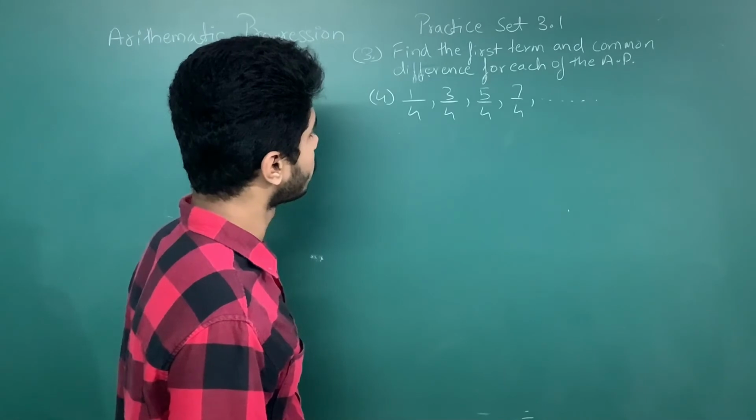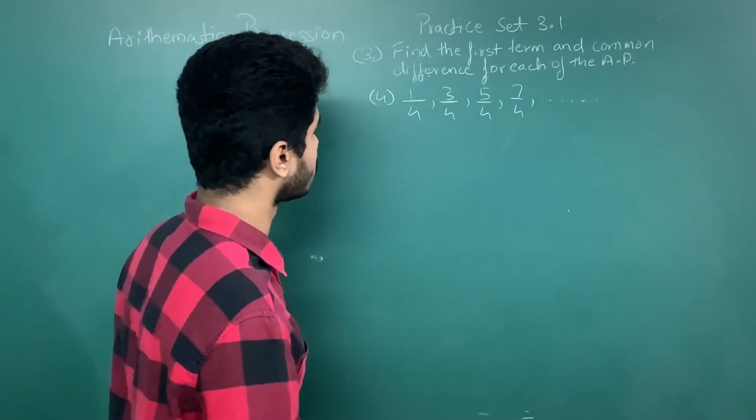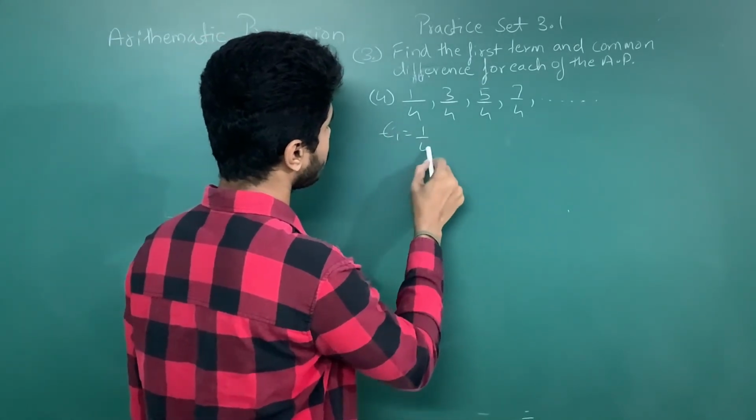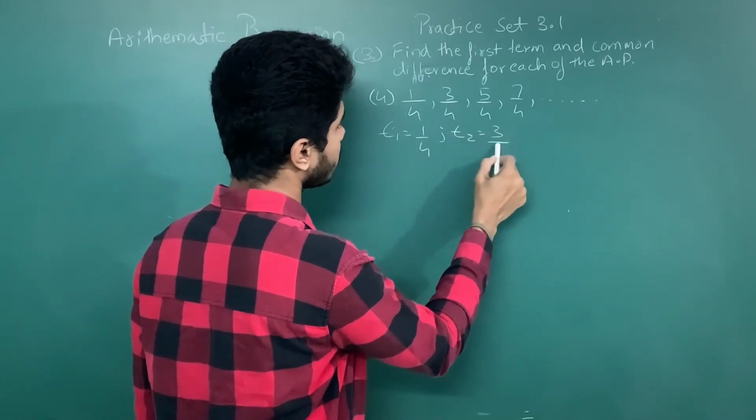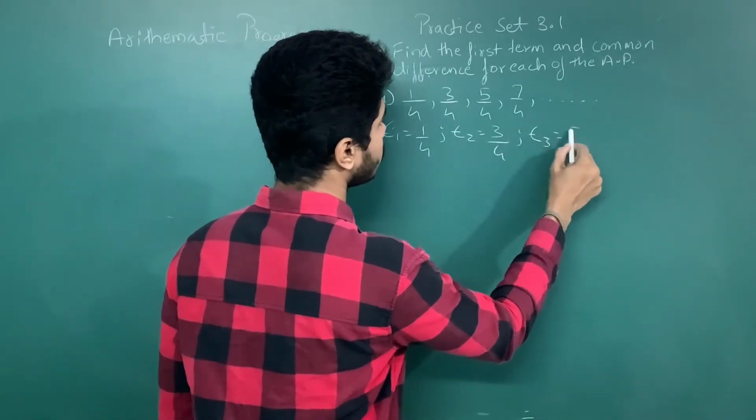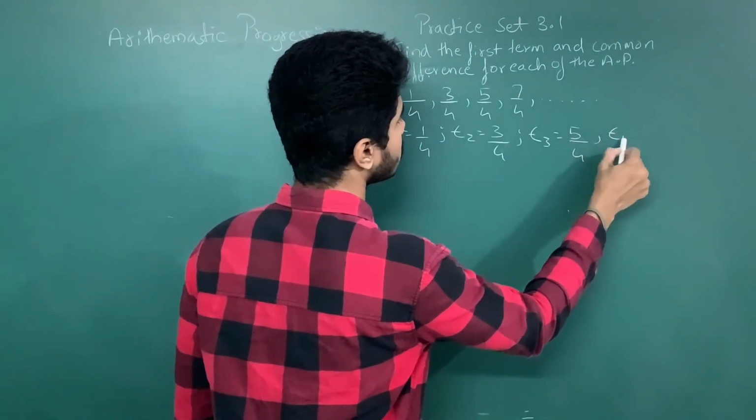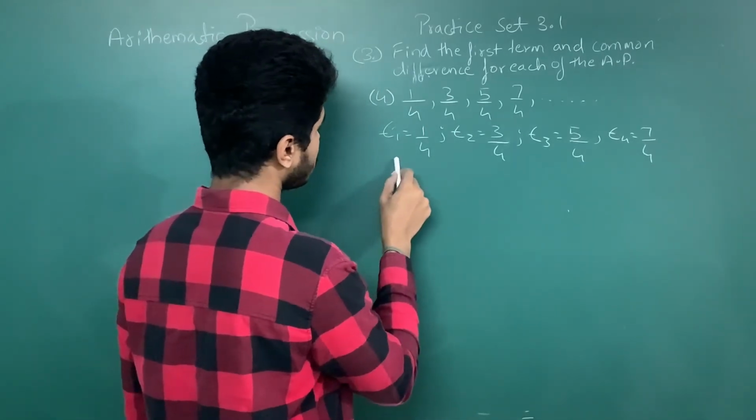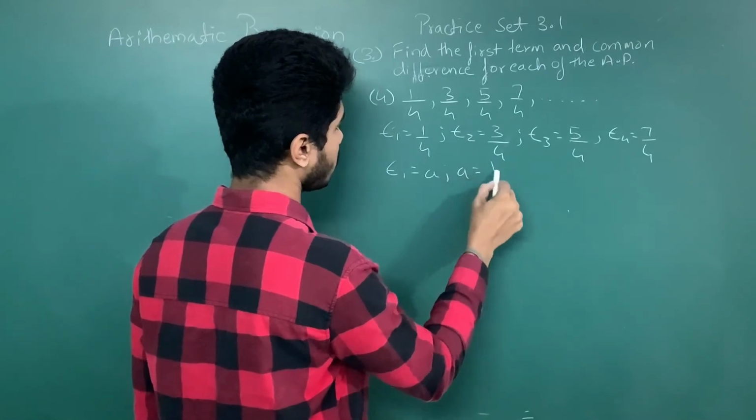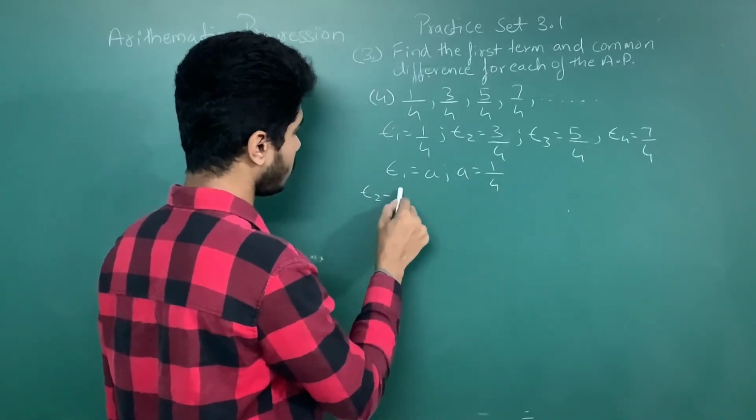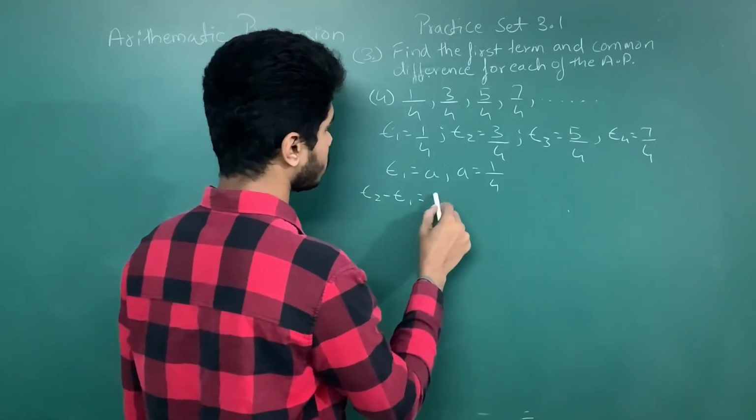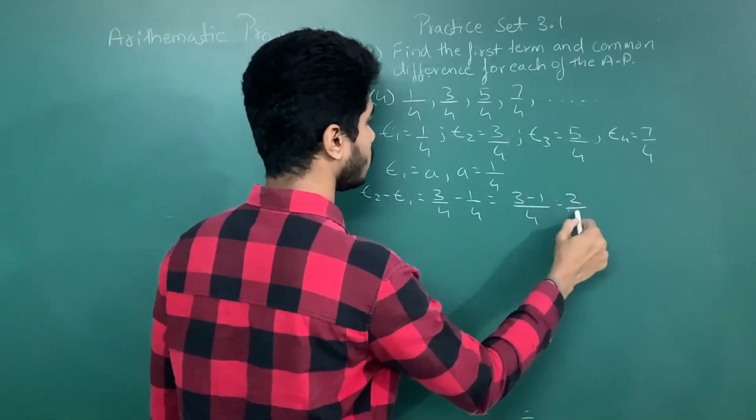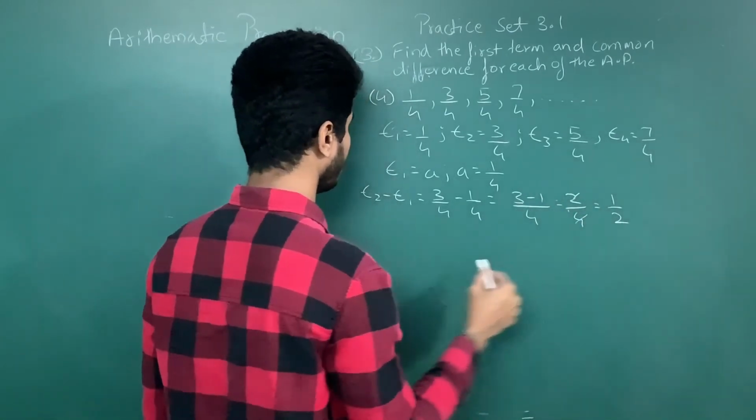Fourth sequence, 1 by 4, 3 by 4, 5 by 4 and 7 by 4 and so on. So we'll denote each fraction as a term: 1 by 4, 3 by 4, 5 by 4 and 7 by 4. So the first term is A, which we get as A is equal to 1 by 4. Now to find the common difference, T2 minus T1 gives you 3 by 4 minus 1 by 4, which is equal to 3 minus 1 upon 4, 2 upon 4, which you can cancel, you get half.